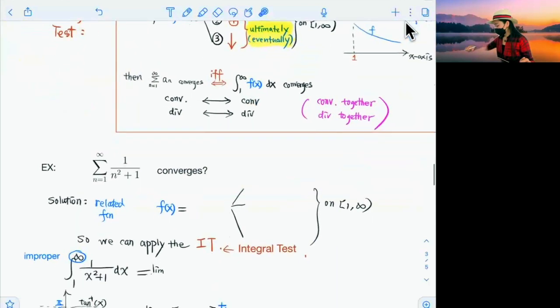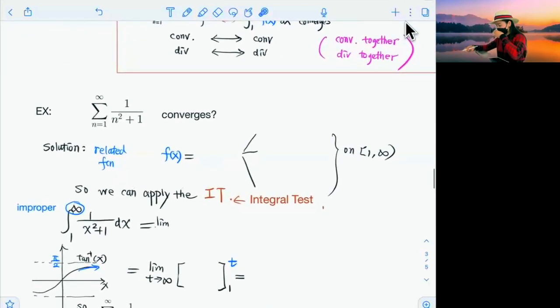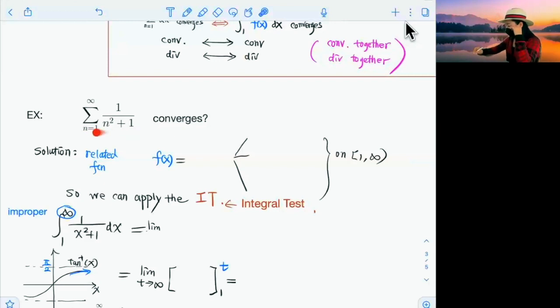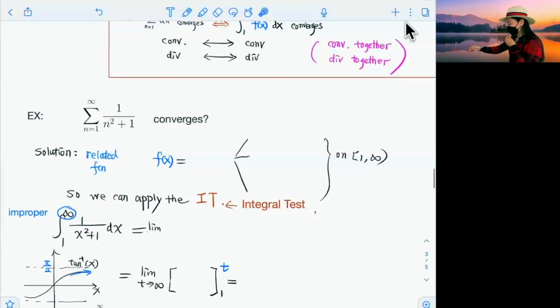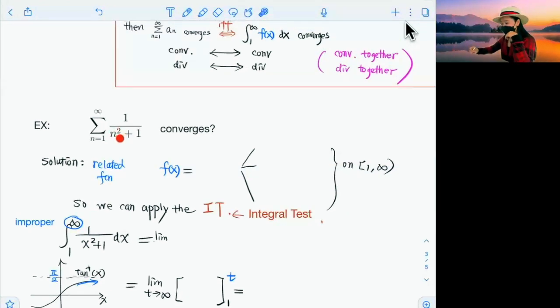So maybe we should try some examples. Let's try the first example. Does this series converge or diverge? Diego, you want to say converge? What's the reason? Diego notices that the exponent on n here is 2, which is greater than 1. That's a very good reasoning. This series actually behaves very similar to 1 over n squared, but that will be some other test that we're going to use in the future.